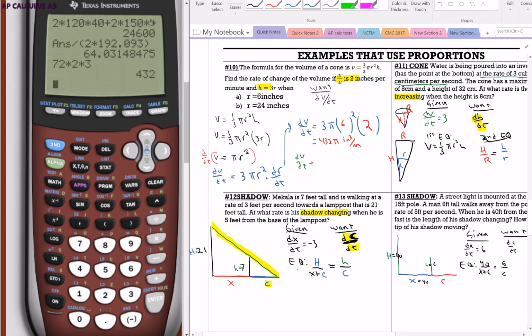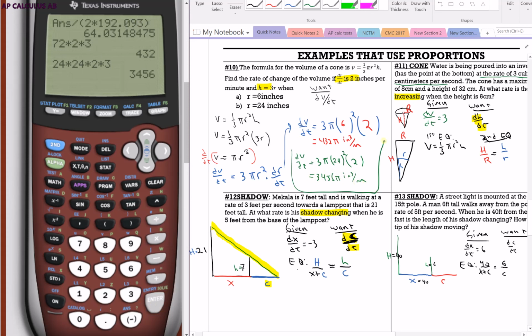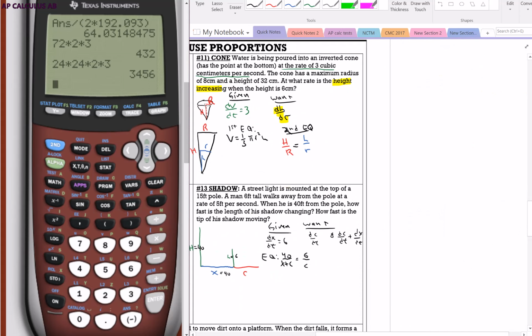Part B is the same problem, just at a different time value, or a different r value. So that dr/dt is still 2. The only difference is the radius is now 24. So now we're going to do 24 squared times 2 times 3, which is going to give us 3,456 pi inches cubed per minute, right? So there's our answers for that one. And you can see it's not that bad if you're given the equation and you're given that secondary equation. It's just taking the derivative and plugging numbers in. That's not that bad. It's when you get to like 11 and beyond that makes it much harder, right?